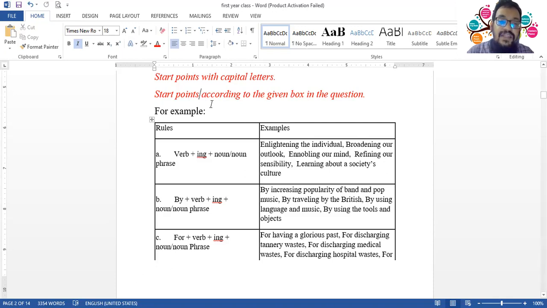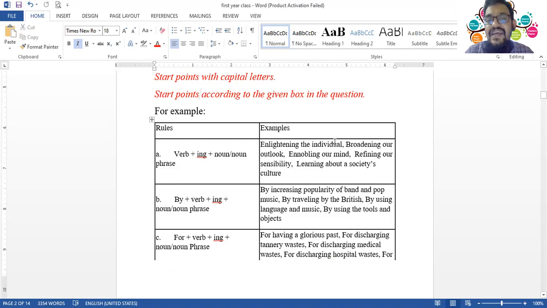So what can we do? We can write in this way: verb plus ing plus noun or noun phrase. What is a noun phrase? A phrase, a group of words which works as a noun, is called a noun phrase. Noun is a naming word. So if a group of words works as a noun, then it is called a noun phrase. So verb plus ing plus noun or noun phrase.